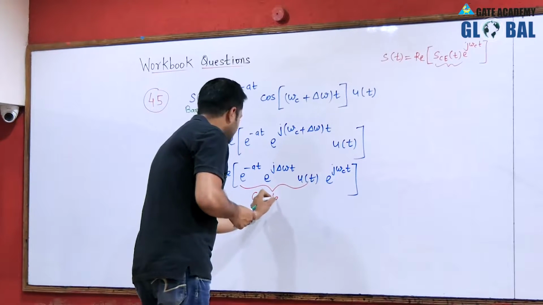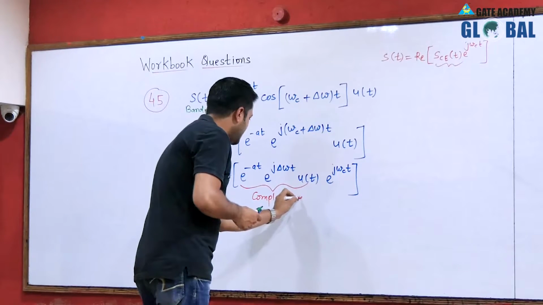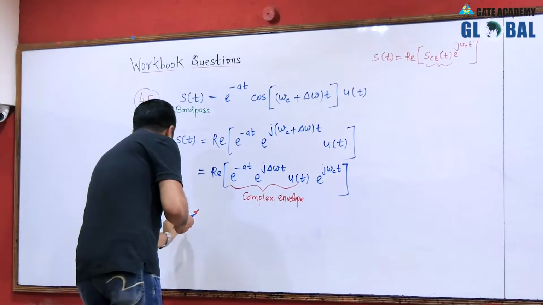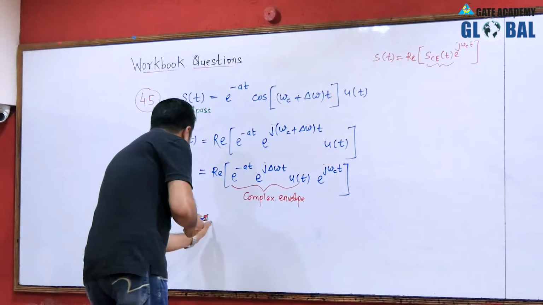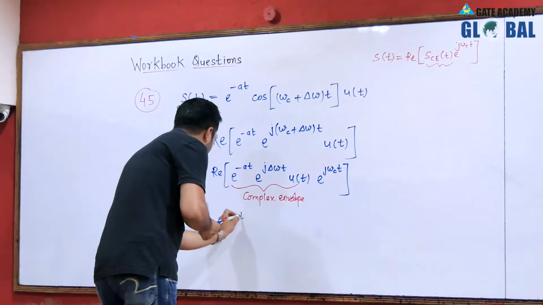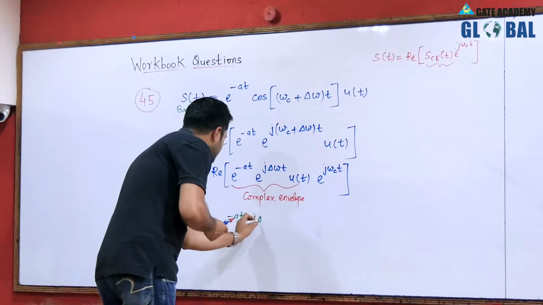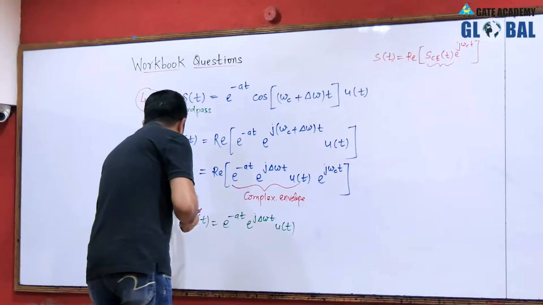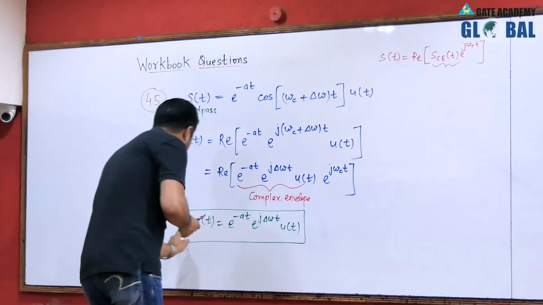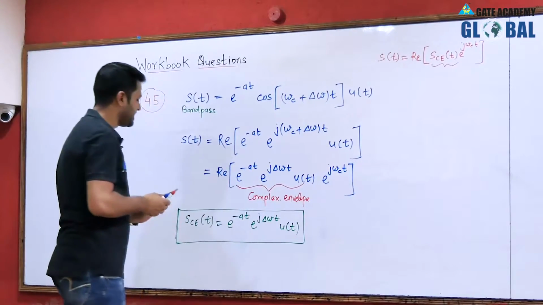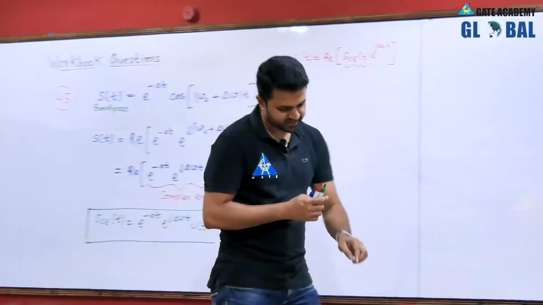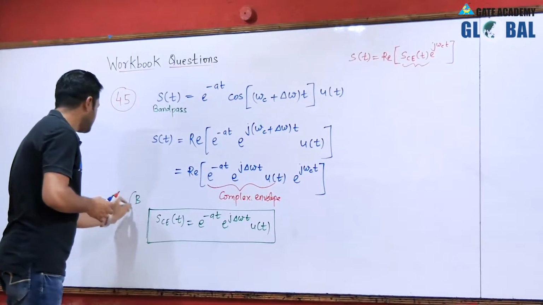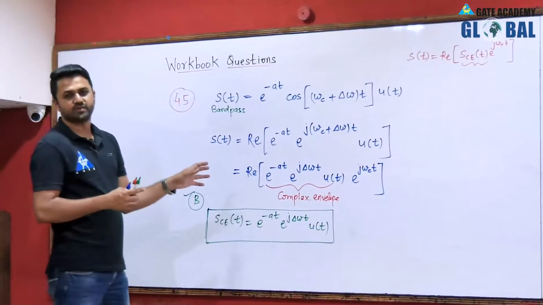So this is defined as the complex envelope, s_CE of t, which is equal to e to the power minus at e to the power j delta omega t u(t). This is one method by which we can solve the question for complex envelope, and according to the options, the correct answer is option B.